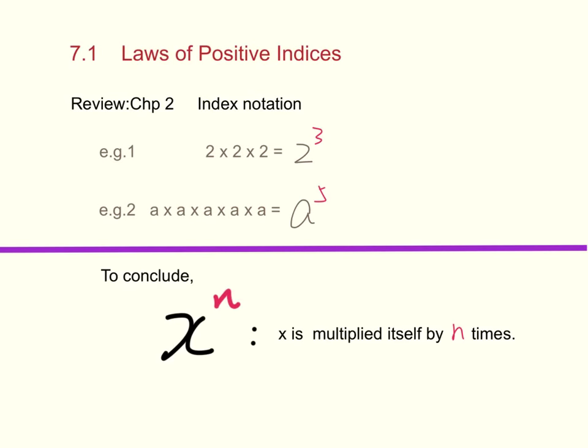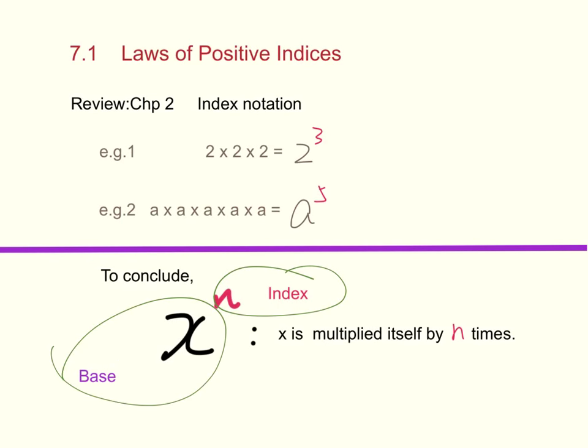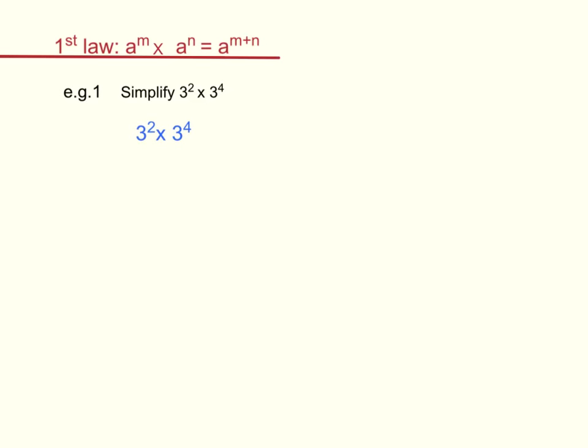So we can conclude that x to the power n means x is multiplied by itself n times. And we call this n the index, and this big x the base. Let's start to learn the first law of positive index and look at example 1.